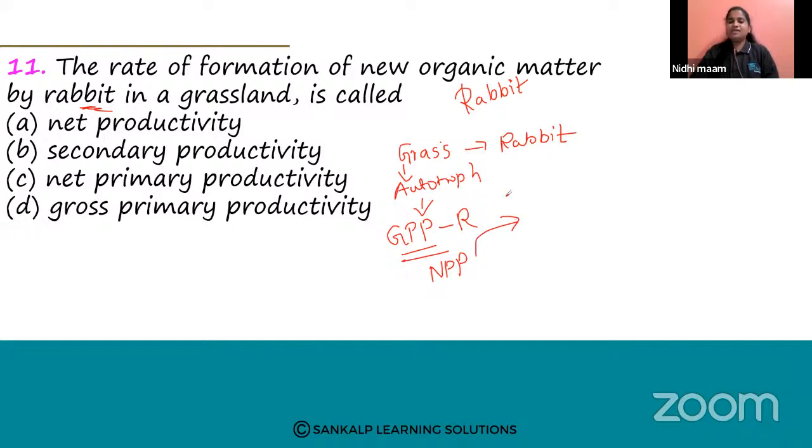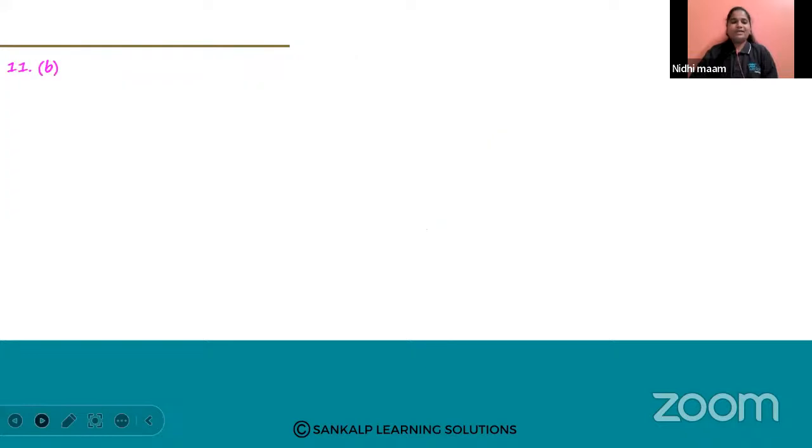So by consuming the organic matter, right? How much organic matter is produced by the rabbit, as it is what? It is a consumer. Here, grass is a producer, and the rabbit is a consumer. So the amount of organic matter produced by the consumer is referred to as what? Secondary productivity. So option B, that is the right answer. Okay, next question.